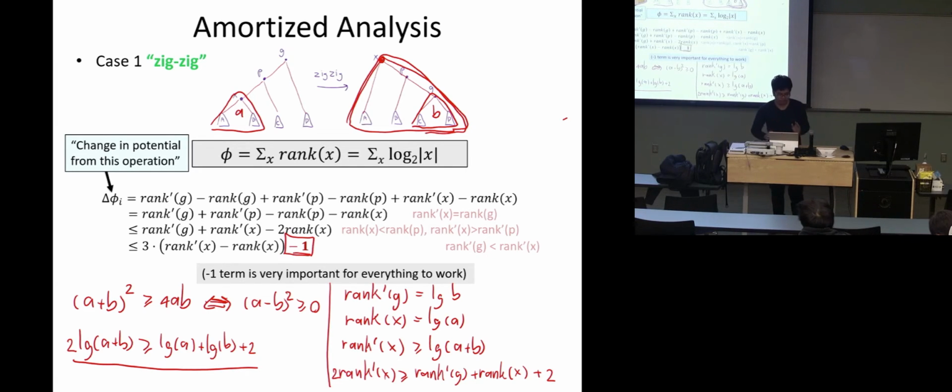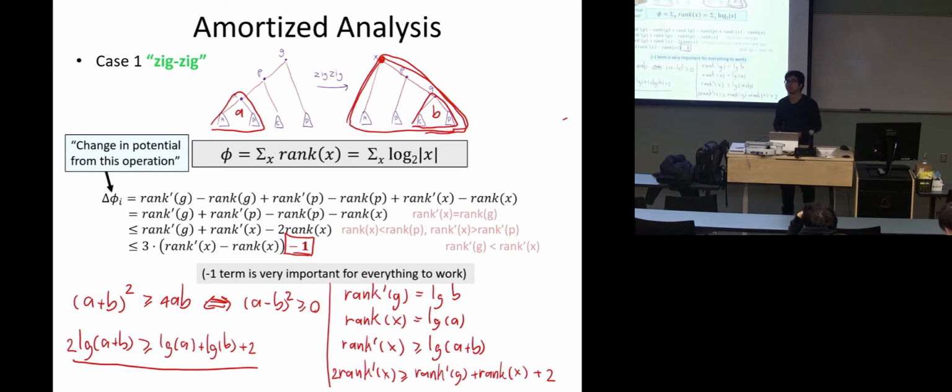But the super clever thing about this potential function is that they do it in such a way that the potential change after doing zig-zig gives you this minus 1. Intuitively, when you have potential decrease, it means that you get money for you. This decrease in potential will pay for your real cost. The minus 1 here is important.